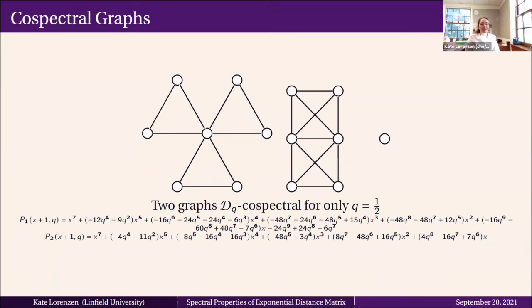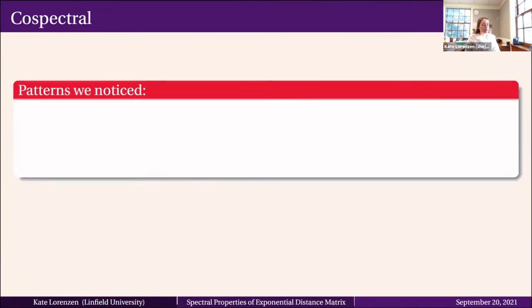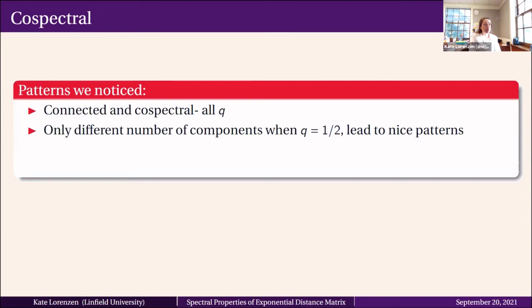So that's going to help us notice a few patterns. These are some patterns we noticed when we were looking at our cospectral graphs. The first one we noticed is that anytime we found graphs that were cospectral for some value of Q, and both graphs were connected or had the same number of components, they were going to be cospectral for all values of Q.